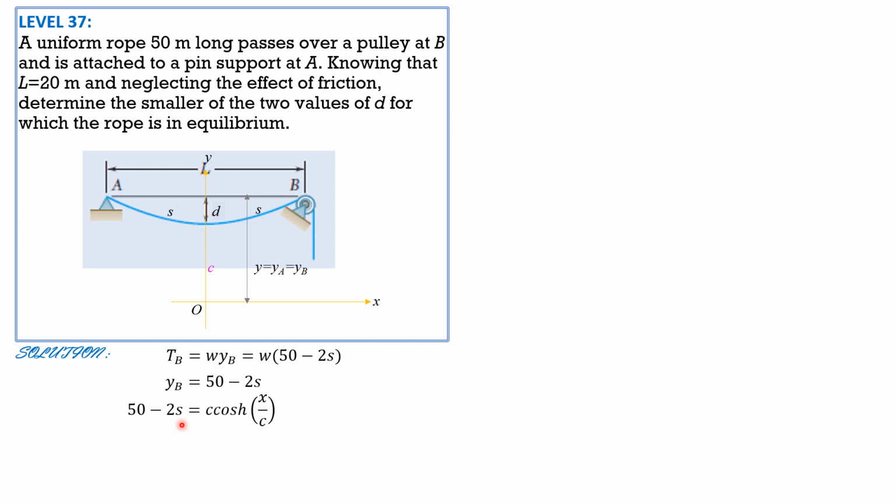Substitute the value of S, which is C sine hyperbolic of X over C, where X is 10. So 50 minus 2C sine hyperbolic of 10 over C equals C cosine hyperbolic of 10 over C. So only C is the unknown here. Using the calculator, solving for C, there are two values. C is 27.742 and C is 5.5495. So we use this so that D is the lower one, because we are only asked for the smaller of the two values of D.